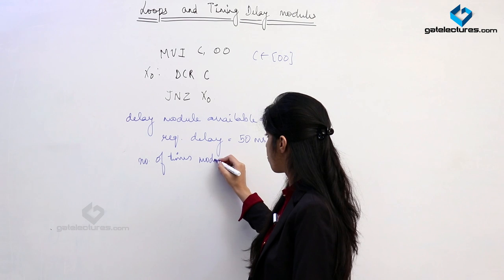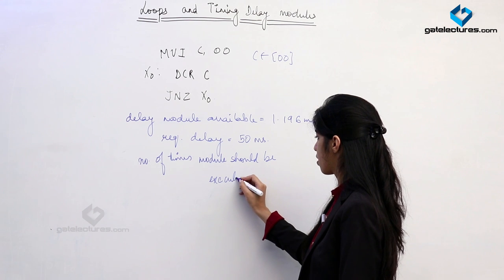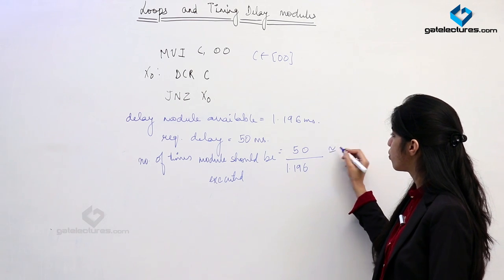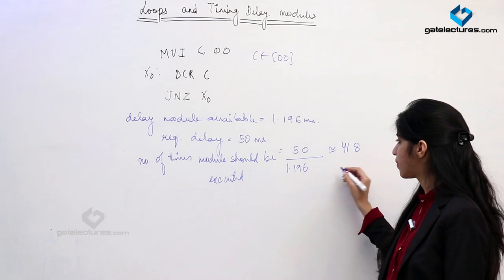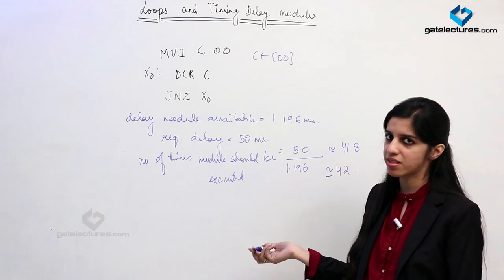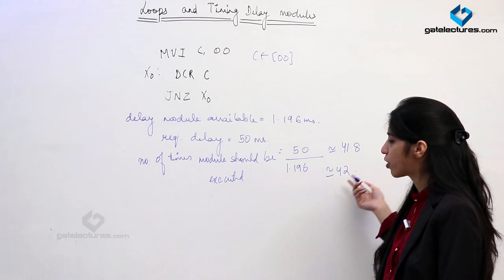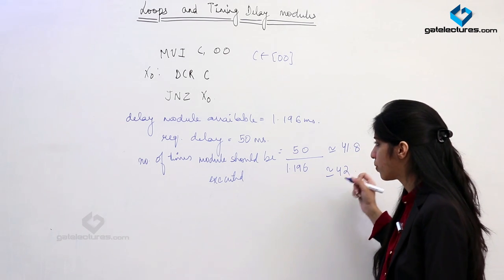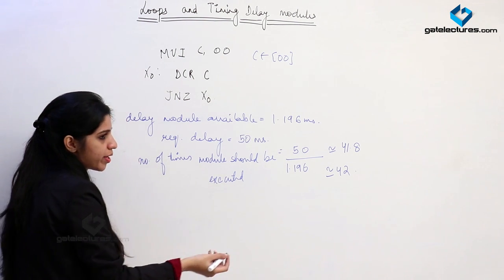Number of times the module should be executed. How do I do this? This is going to be 50 divided by 1.196. When you perform this calculation, you're going to get approximately 41.8. I am taking it as 42. That means for getting an approximate delay of 50 milliseconds, I should execute this module a total of 42 times. When you represent 42 in hexadecimal, you're going to get it as 2A.